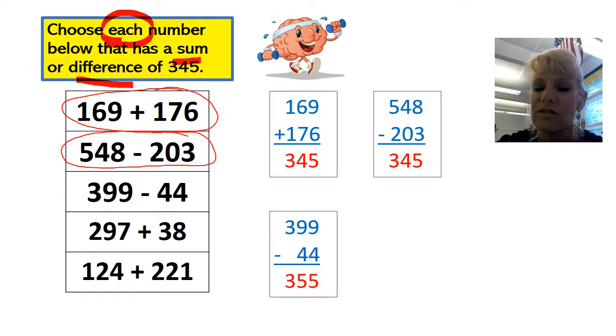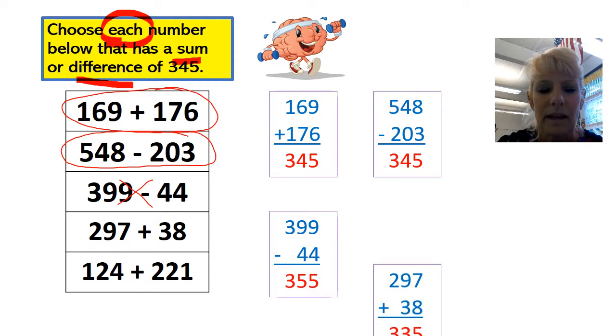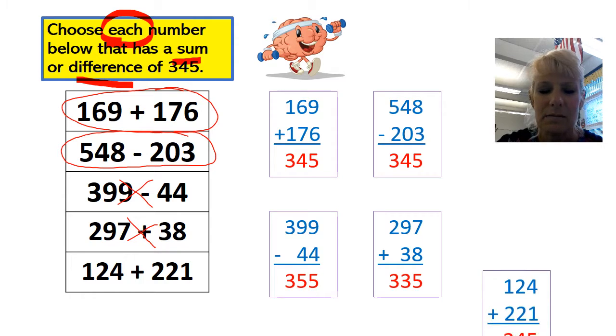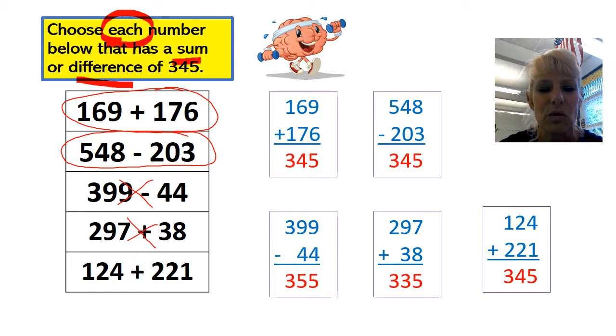All right, the next thing you should have done is subtract 399 minus 44. This gave me 355, which is the answer I am not looking for. The next one was 297. We added 38. This is giving me 335. I am not looking for that. And my last one was 124 and 221, and that did give us that 345 that we were looking for. So in this case, you needed to have all three of them for this answer to be correct.